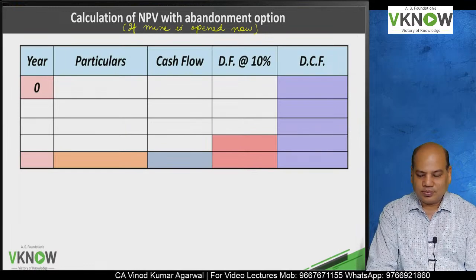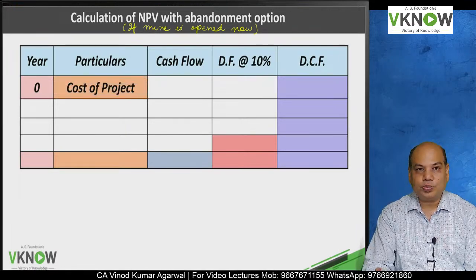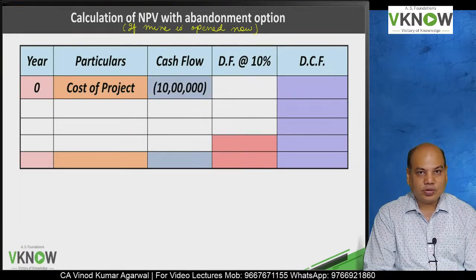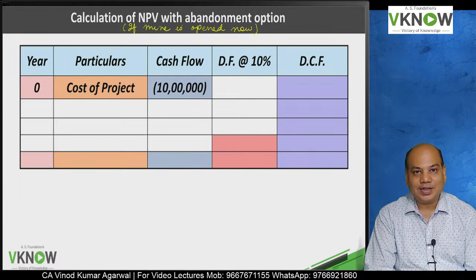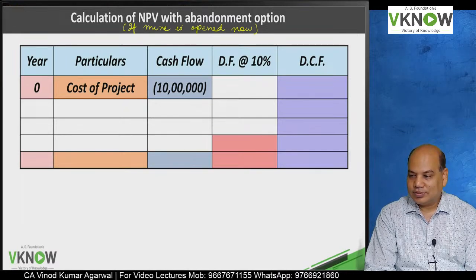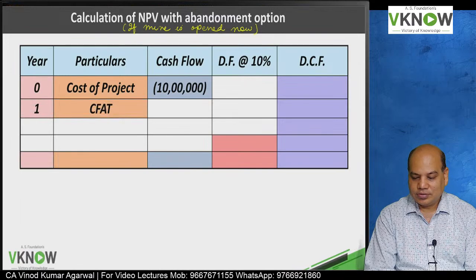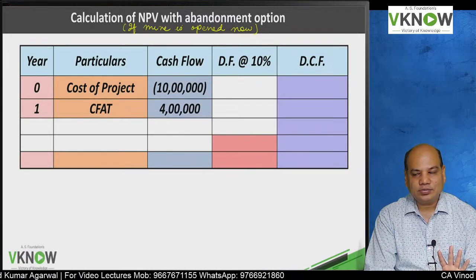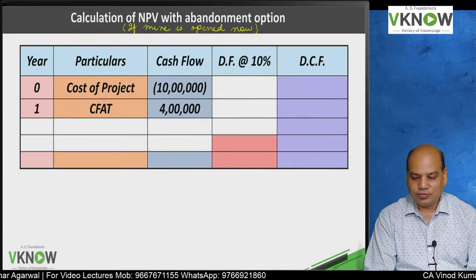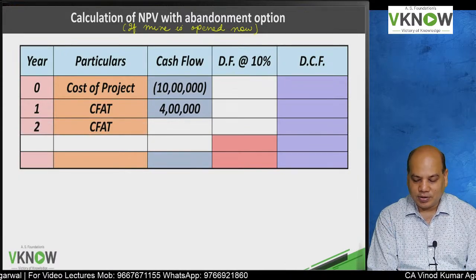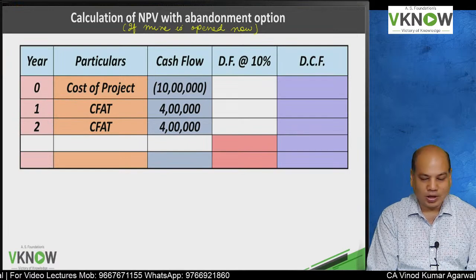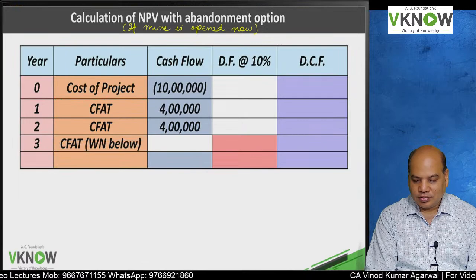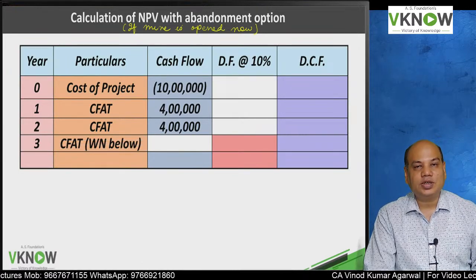Year, particulars. Unless you learn to put stress on your mind, you will not be able to improve. Even if it is wrong, it's okay, but at least you have tried. Trying is more important than anything. Year 1 will not be affected. Year 1 I am going to continue, 4 lakh. Year 2 will not be affected. I am going to continue, 4 lakh. But year 3 cash flow will change.